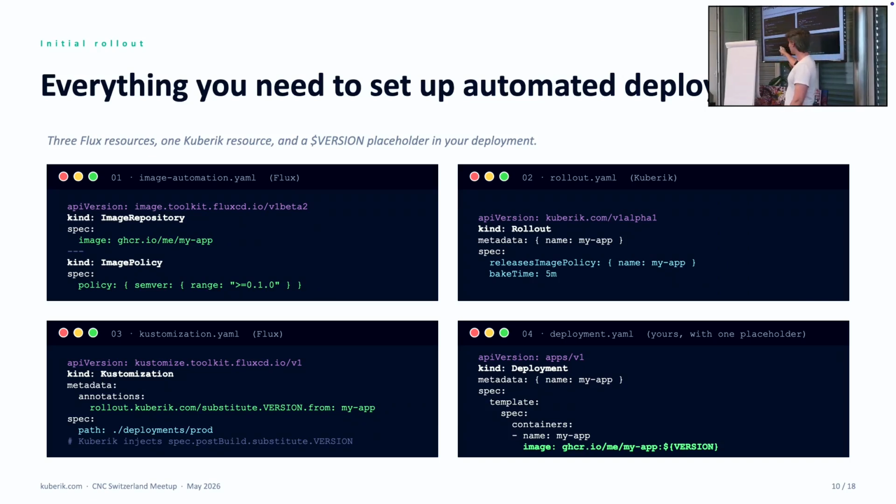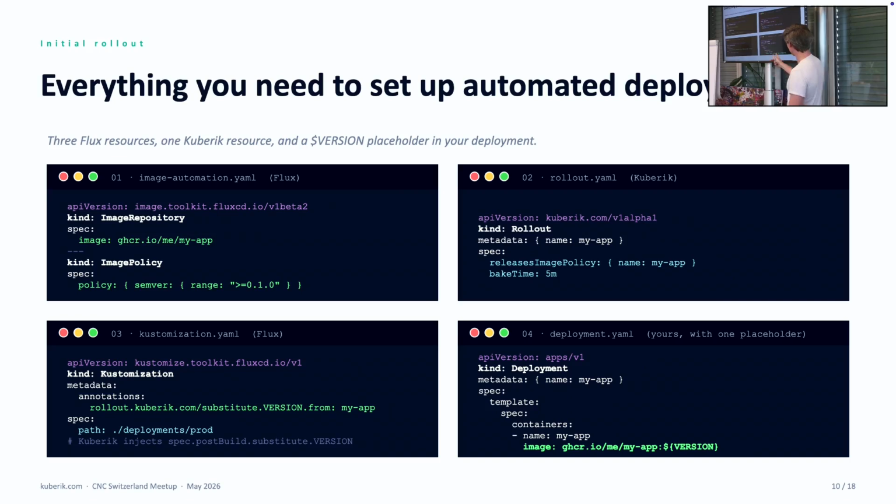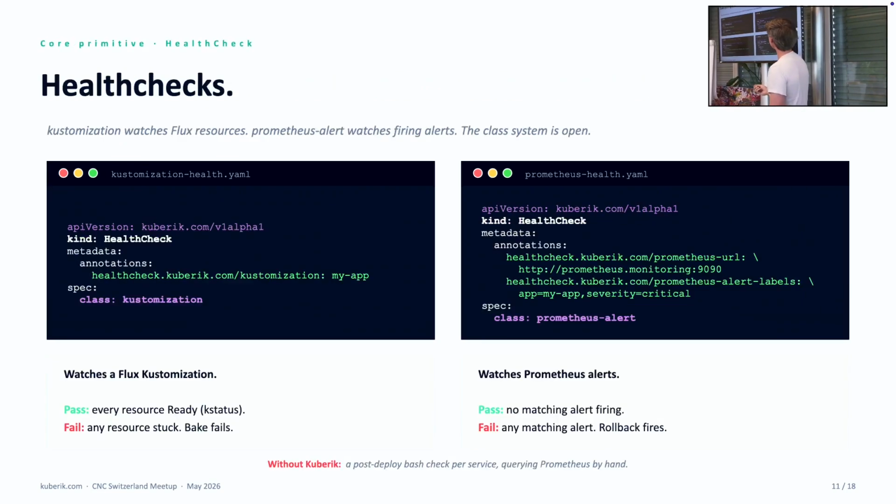Kustomization is still, like Flux Kustomization is still the one that actually applies the manifest to production. And if you want to deploy just a new Docker image, you can specify that you do env substitution with Flux. And your deployment would then look something like this. You would have a version that would be substituted by Flux that was injected by Kuberik. And that's how you deploy new versions of your application.